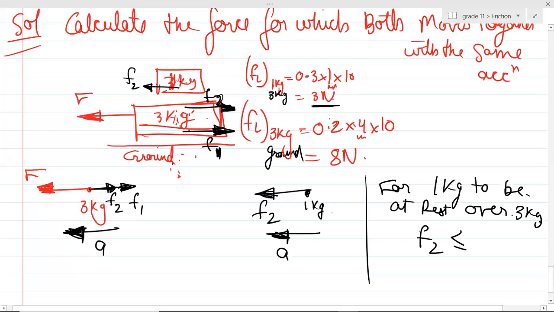Yes, tell me, what is this? F2 should be less than 3 newtons. Is this clear, guys? F2 should be less than 3 newtons. Yes or no?